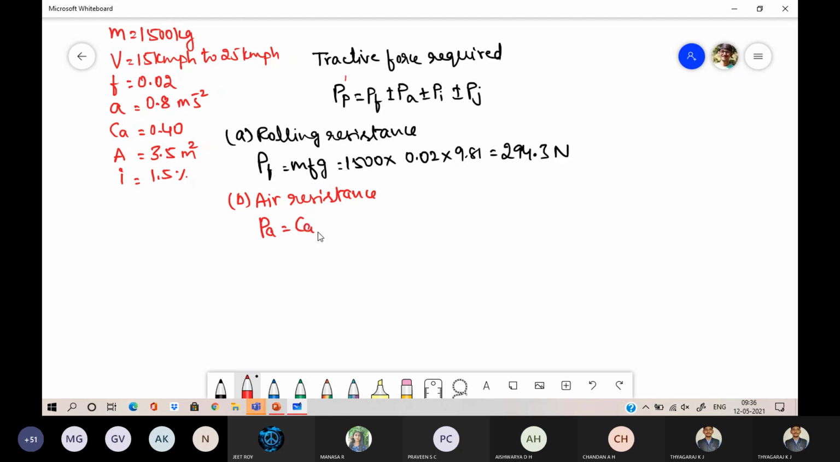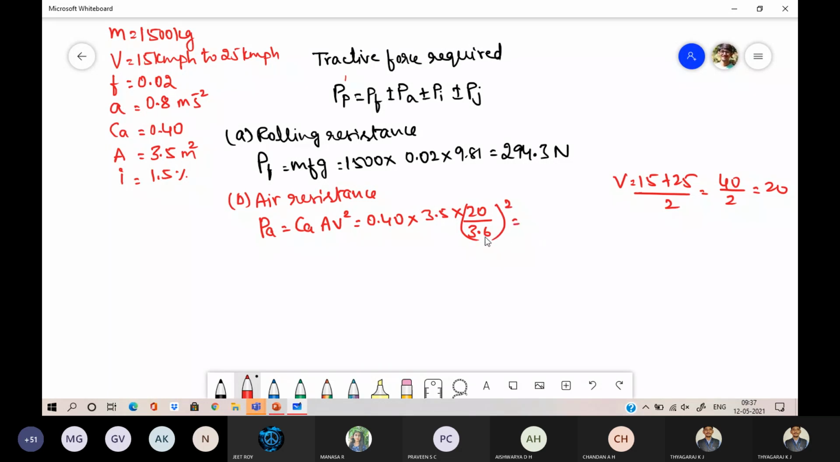PA is equal to CA A V square. So V, you have to consider the average. So V is equal to (15 plus 25) by 2, so it is 40 by 2, which is 20. So we have to consider 20. CA is 0.4. So 0.40, area is 3.5, into 20 divided by 3.6 whole square.